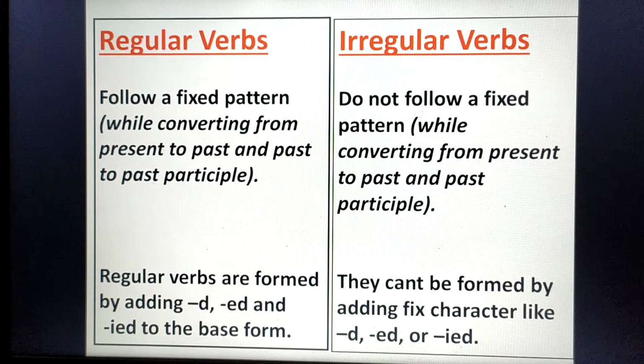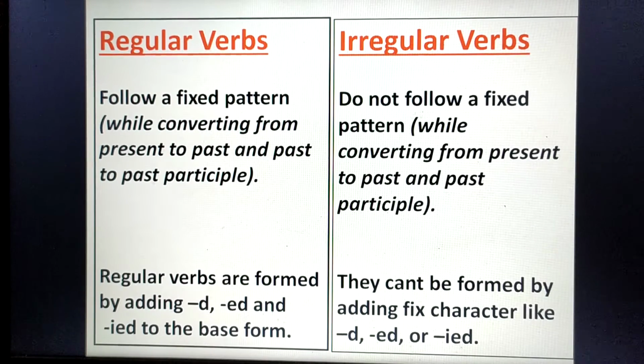Here we are going to learn the difference between regular verbs and irregular verbs, right? So first of all, we have regular verbs. You can see that regular verbs follow a fixed pattern while converting from present to past and past participle. What is that fixed pattern? Here we can add ed, d or ied to the base form to make it past or past participle, right?